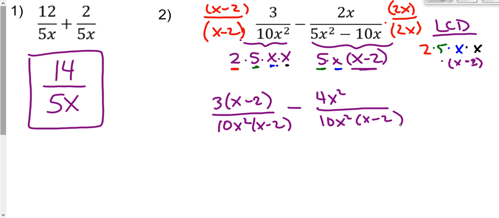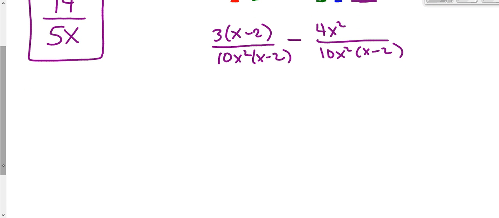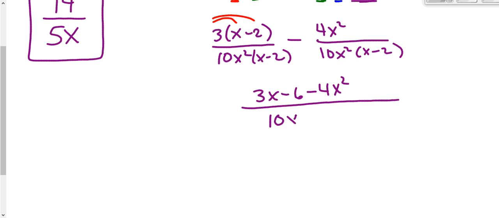And remember, our goal is to subtract these, so let's go ahead and subtract the numerators. And at the same time, I'm going to distribute the 3. So my numerator is going to be 3x minus 6 minus 4x squared over 10x squared times x minus 2.